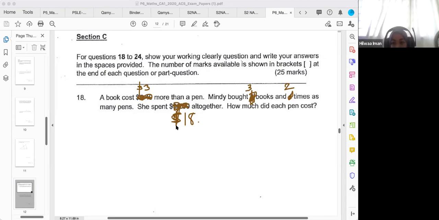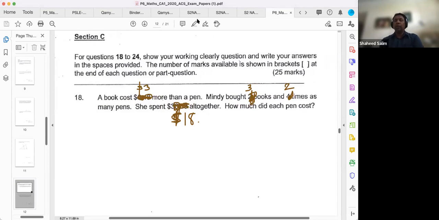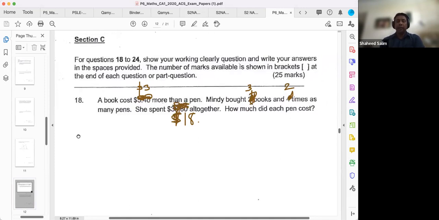Is it 12? 12. One pen is $12. If one pen is $12, 2 pens is $24. So we draw. We draw now. One pen.